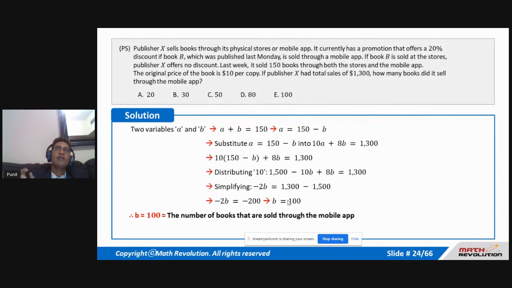The equation that we have is 10A plus 8B equals 1,300. It's a linear equation in two variables. If I substitute the value of A in terms of B, or B in terms of A, I can get those values. That should not be a real hassle for any GMAT aspirant, because that's one of the very basic things you could solve. So the final answer goes as 100, option E.